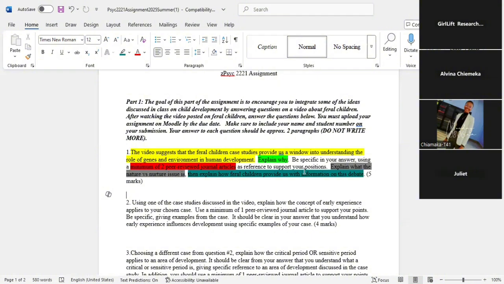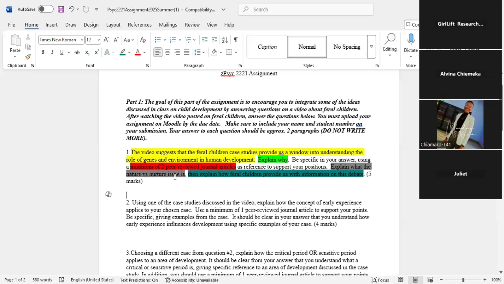So you can decide to capture the first 2 in the first paragraph, and the second 2 in the second paragraph. So what are the 4 things? One is just an intro that explains the suggestion of the video that feral children provide understanding into the role of genes and environment in human development. The second one is an explanation. In explaining it, you give your view, you support it with literature, you give examples. Those are the various ways to point out why, and then explain what the nature and nurture issue is.